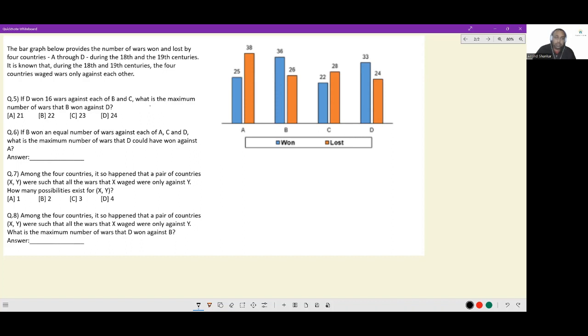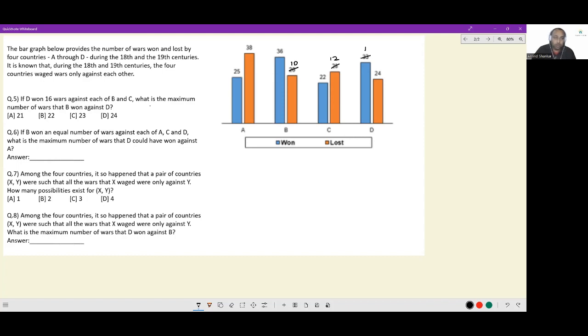If D won 16 wars against each of B and C, so D won 16 wars against B and C. So this will come down to 12, and this will come down to 10. 16 wins for D, and 16 losses of C and 16 losses of B.